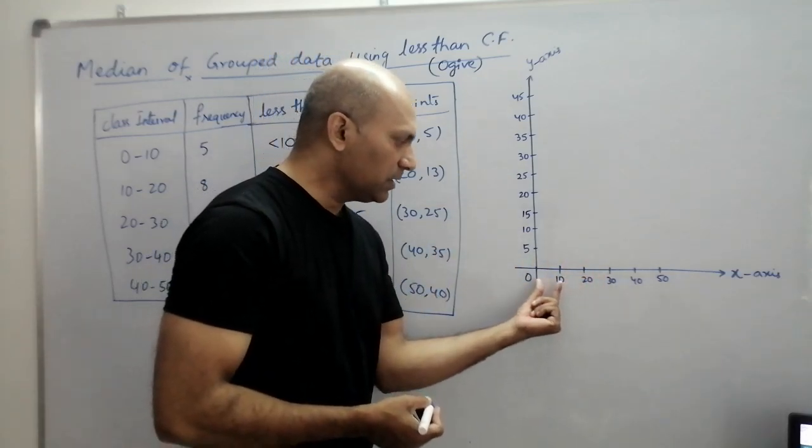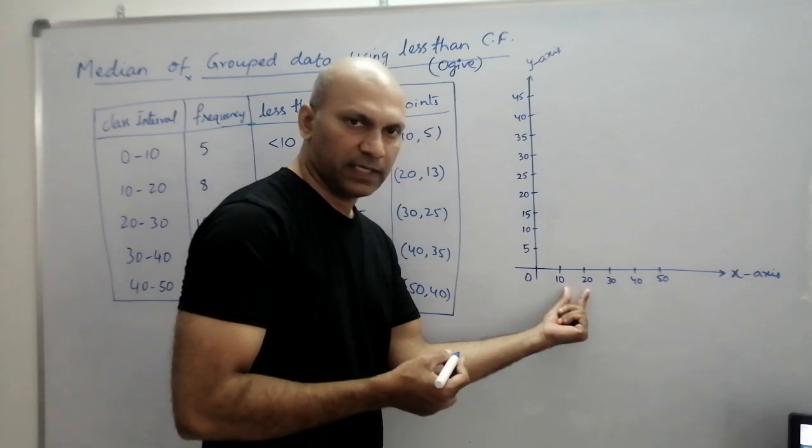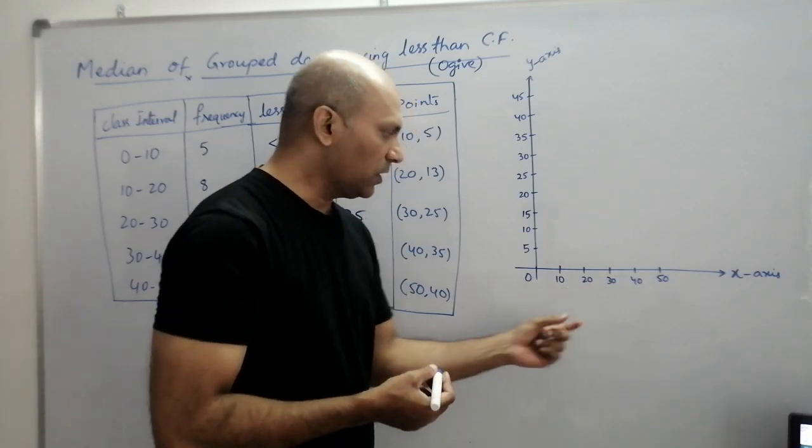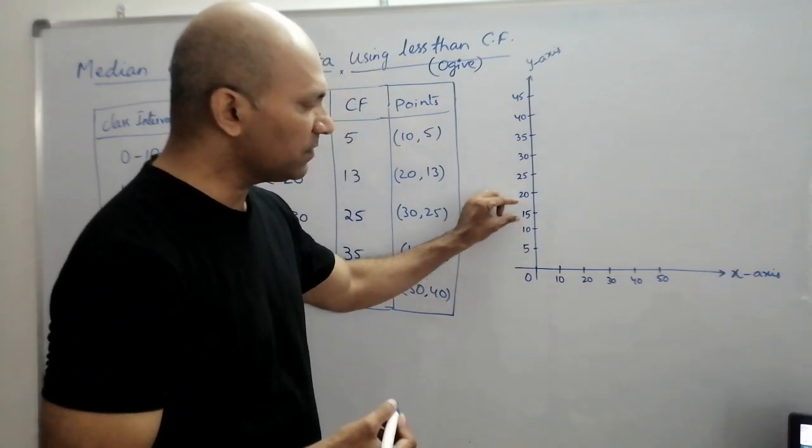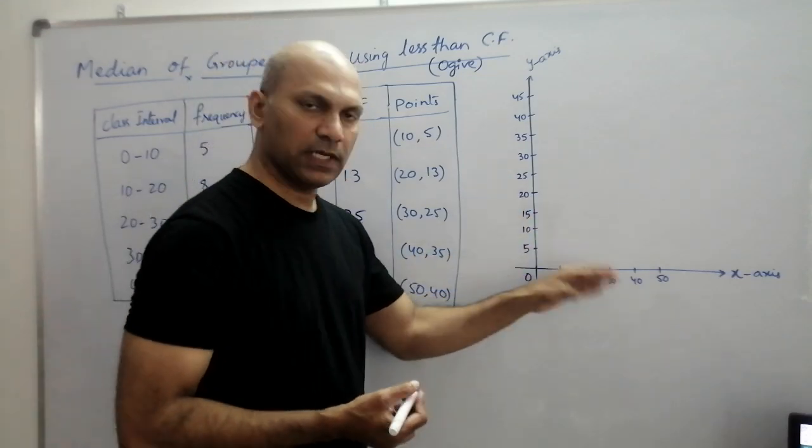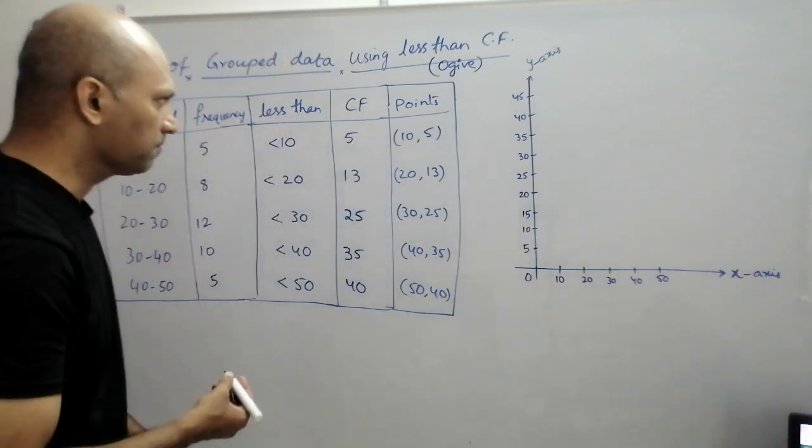Like for example here, each box represents 10 units, isn't it? Whereas here, each box represents 5 units. So we can have a different scale on x-axis and y-axis, no issues.